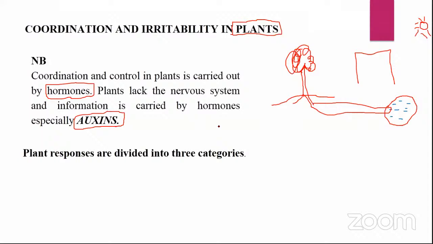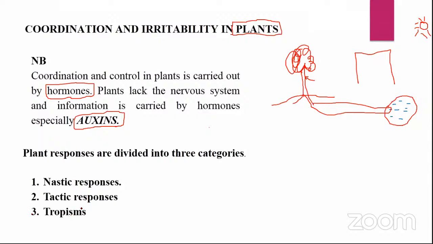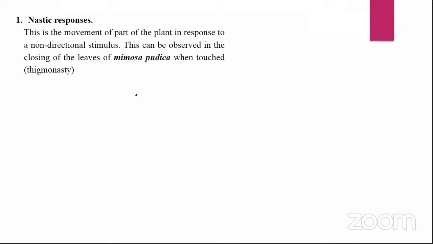Because as a plant, you don't have a nervous system. Plants don't have nerves that are going to enable them detect. So what do they use? They use hormones. Then plant responses are divided into three. One is the Nastic response. We are going to understand what we mean by Nastic responses. Two, we also have what we call tactic responses. And three, we have what we call tropisms. Now, tropisms are the ones which are studied widely, and we shall have a bigger lesson on tropisms. Then there are quite a few organisms that exhibit Nastic responses as well as tactic responses. So we are going to understand one by one, and we can begin with Nastic responses.